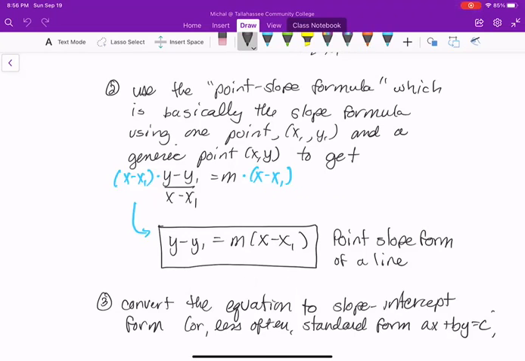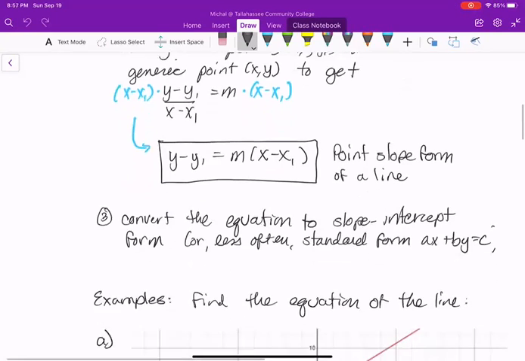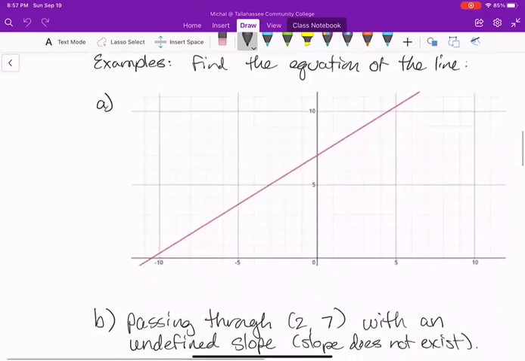Once you have that equation written using an x and a y, and then the x and y from one point, as well as the slope that you've solved for, then you are going to just do some quick calculations in order to convert that equation to slope-intercept form. Or less often you might convert it to standard form, but typically you won't leave it in point slope form. You'll have to simplify it a little bit. So here's some examples, and I'm going to use each of the methods that we talked about.